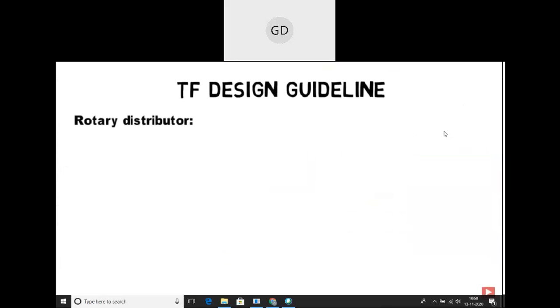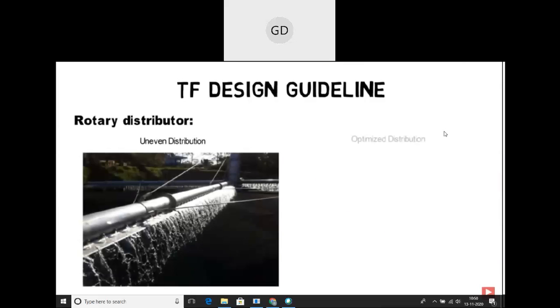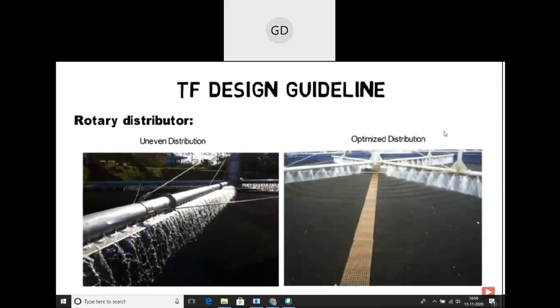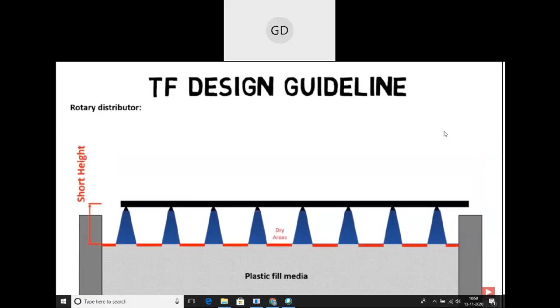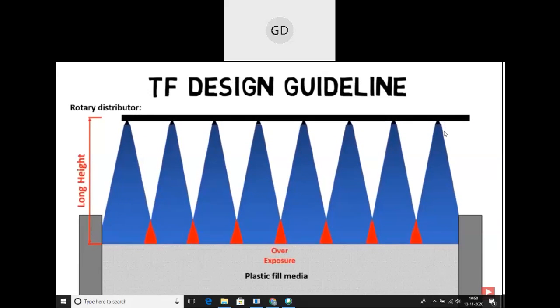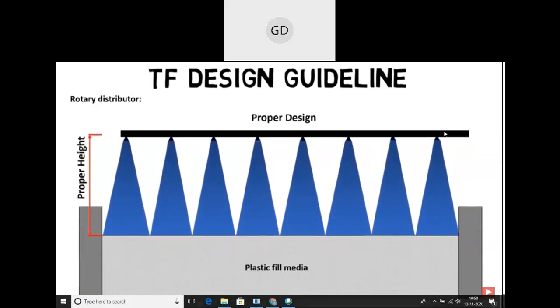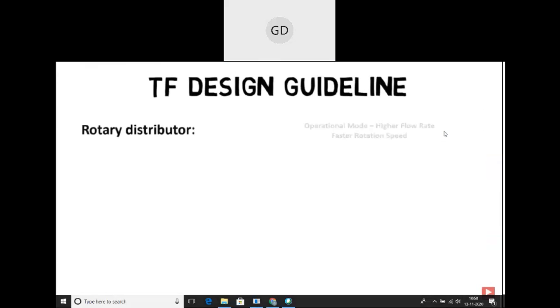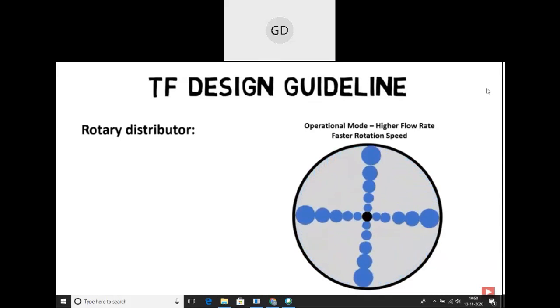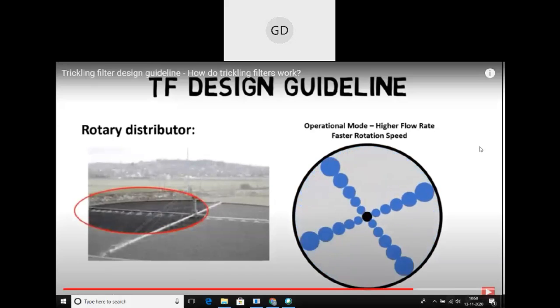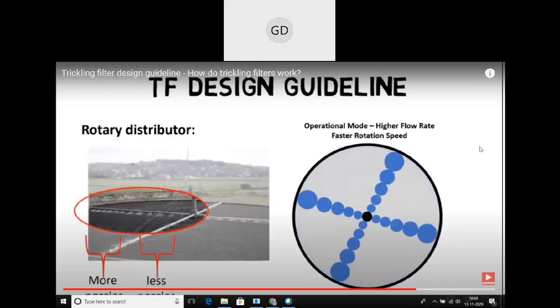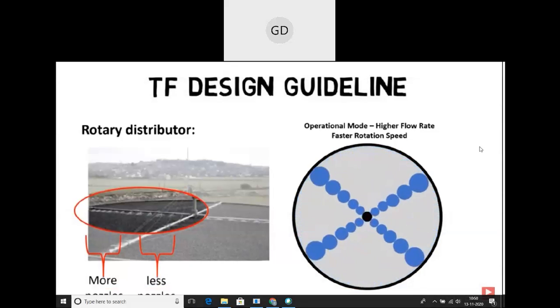Finally, the purpose of a rotary distributor is, of course, a good water distribution, so it's also used for plastic fill media flushing. For an even spray pattern, a certain distance between top of plastic fill media and rotary arms must be determined. As the spray area enlarges with increasing distance from the central shaft, more spray nozzles have to be placed at the end of the rotary arms, compared to the beginning of the rotary arms.